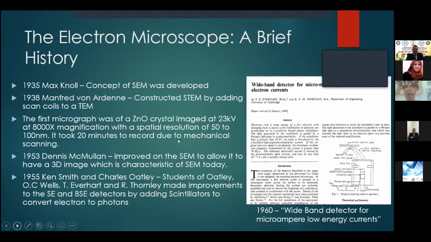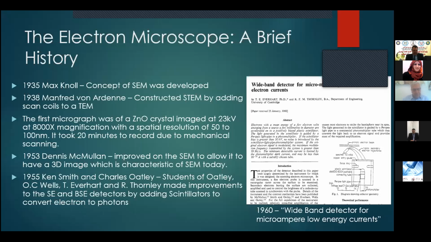So the electron microscope, a brief history. So just to quickly outline how the SEM came about and how it has grown. We started in 1935 with Max Knoll, he created the concept of SEM, and he was a crucial part of how SEM came about. Then we moved on to 1938, where Manfred von Ardenne actually helped improve the SEM by adding scanning coils to a transmission electron microscope, creating the first scanning transmission electron microscope. So there were a lot of improvements done by a lot of people, but these are the most common and most popular people that are known.